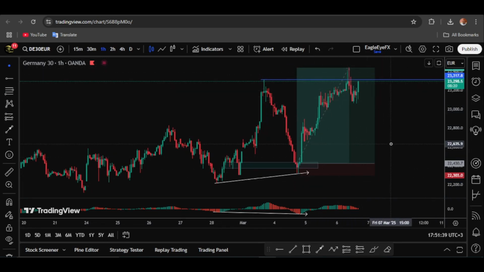So guys, this works on currencies, it works on synthetics. Some people kept asking me, does it only work on synthetics? It works on synthetics, it works on currencies, it works on indices. You can see this is an index, the German 30.